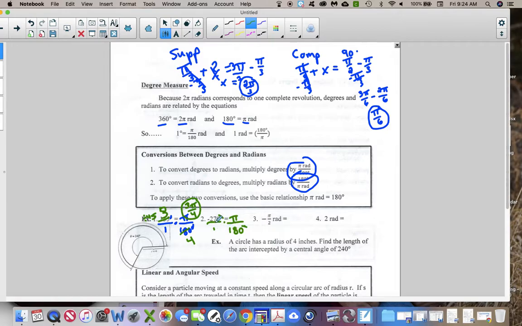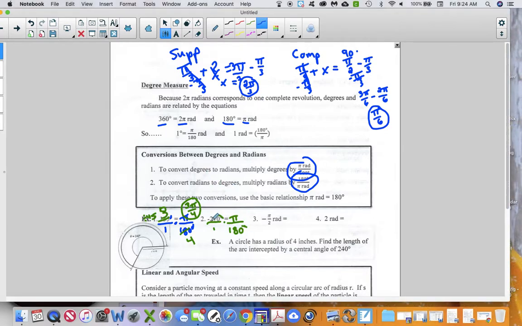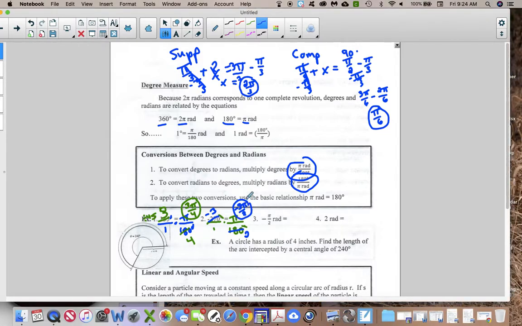So 270 and 180, I can divide both of those by 90, I'm pretty sure. So 270 divided by 90 is 3, and I'm going to make it negative 3. And 180 divided by 90 is 2. So this equivalent is negative 3 pi over 2. Negative 3 pi over 2 is the equivalent of negative 270 degrees. Okay?